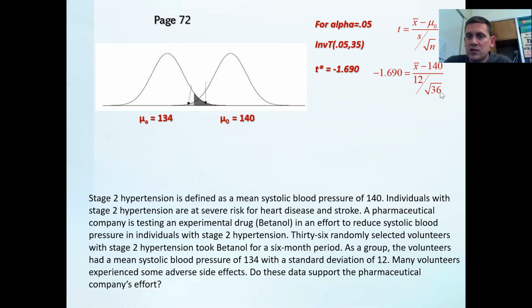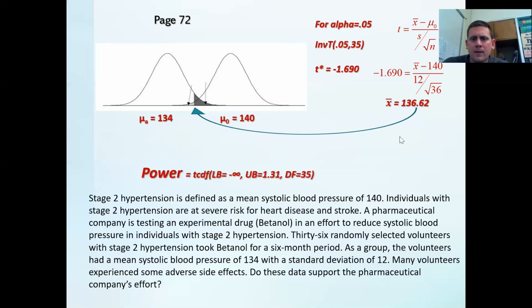Here's your sample standard deviation, your sample size, and your population mean. So you go through and you calculate that, and it's 136.62. That's our x bar. If you got a sample mean smaller than that, then you should reject the null. If you get anything larger than that, you should fail to reject the null. So right there, there's your dividing line. Special is over here, not special over here.